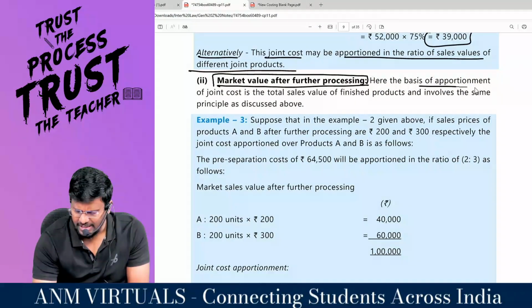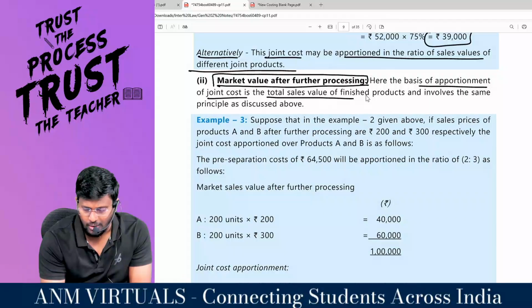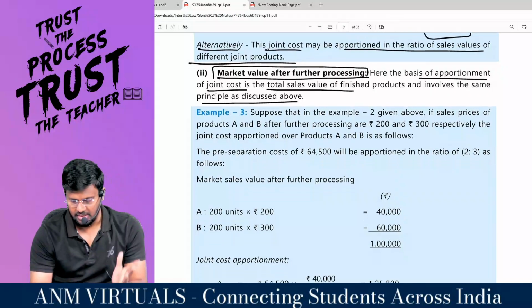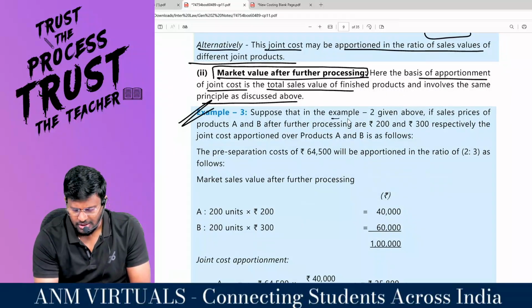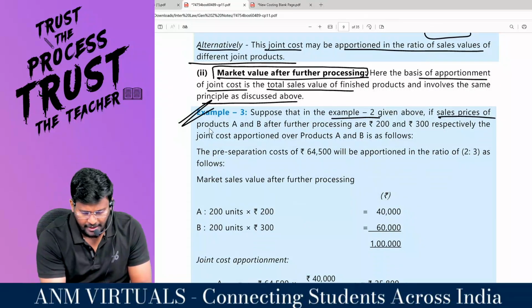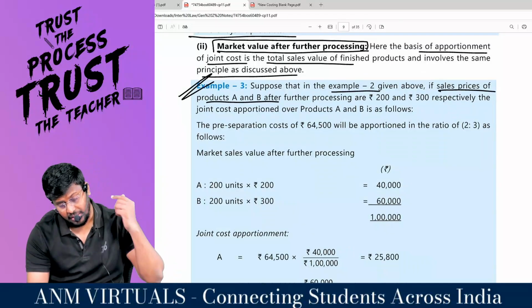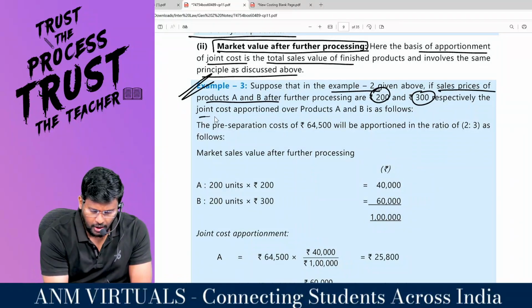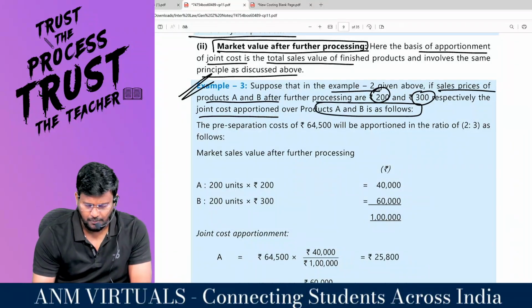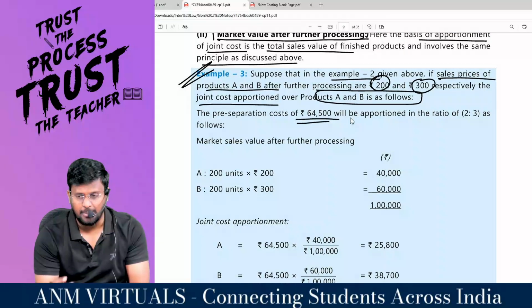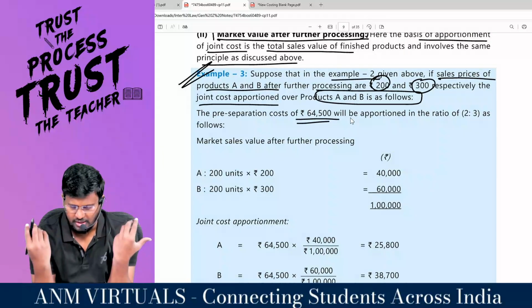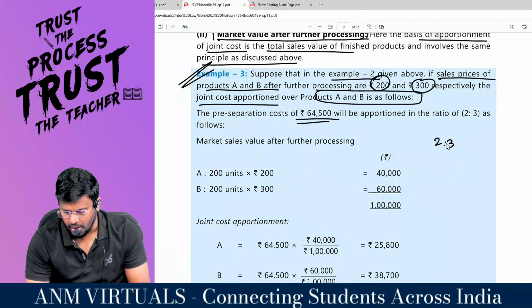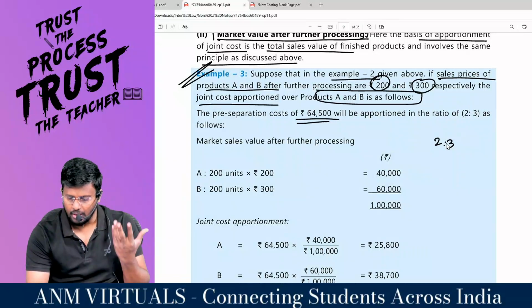Here the basis of apportionment of joint cost is the total sale value of the goods and involves the same principle as discussed below. Look at the same question. Suppose that in example 2 given above, the sale prices of products A and B after further processing are given. So the joint cost apportioned between A and B is as follows. The pre-separation cost is the joint cost, 64,000, to be divided in the ratio 2:3. Are you really with me?